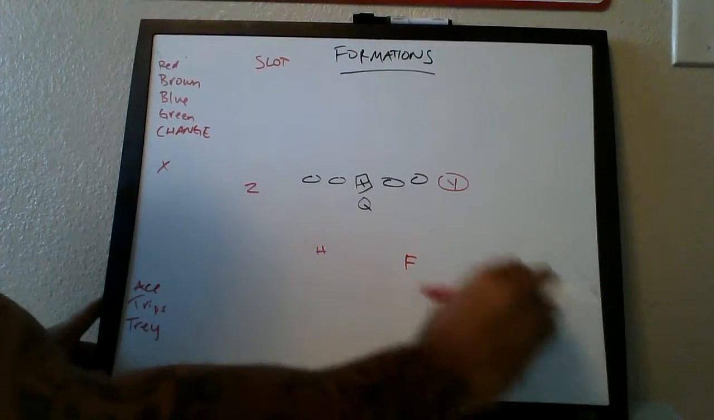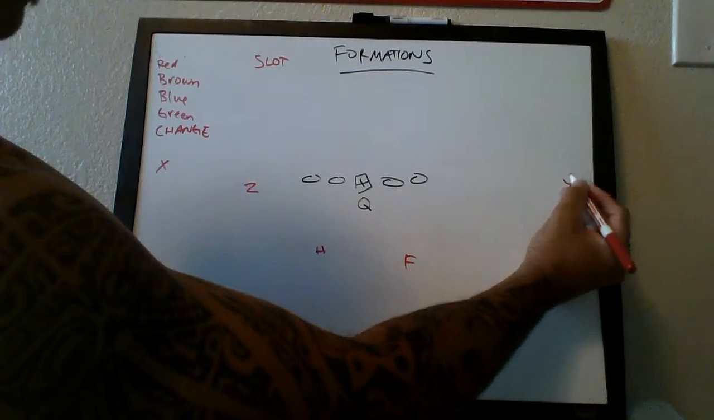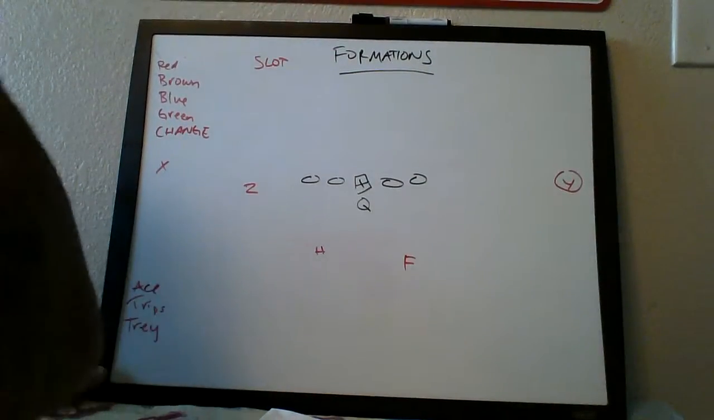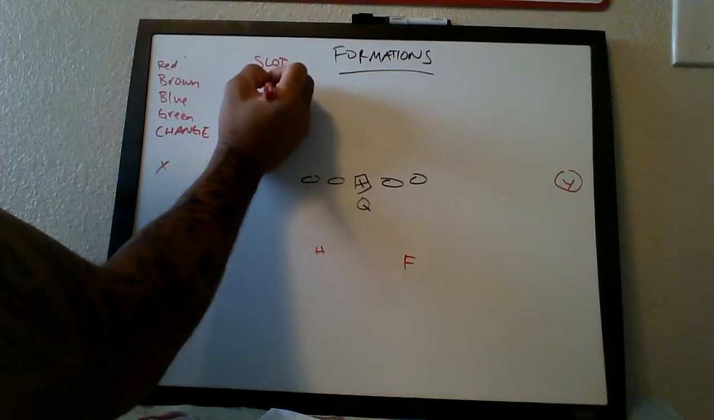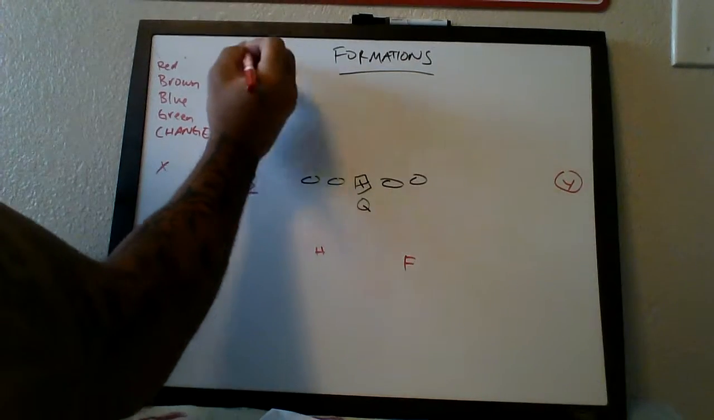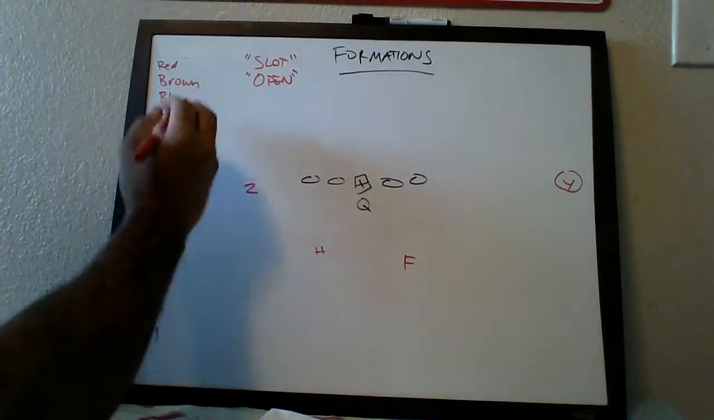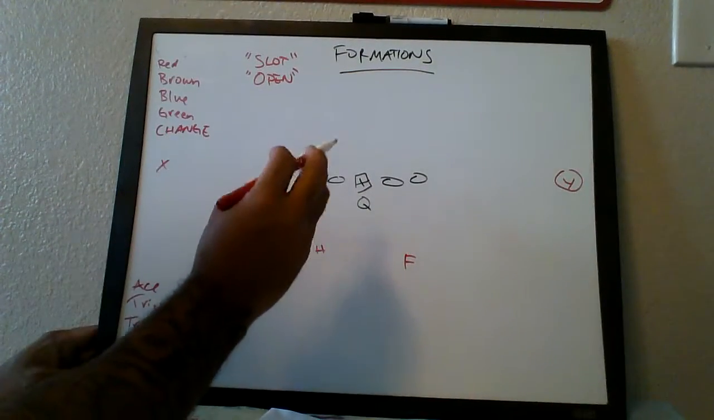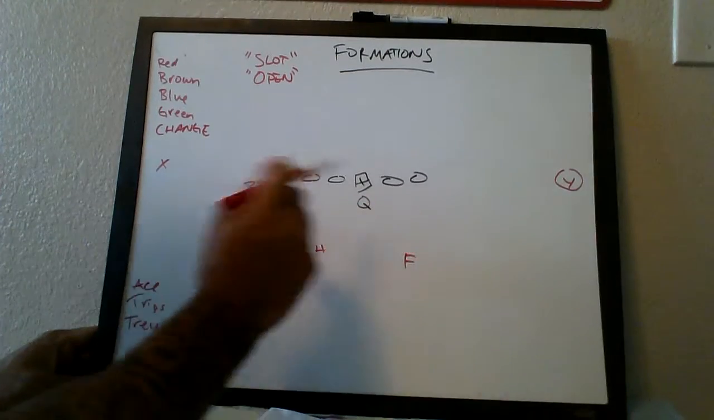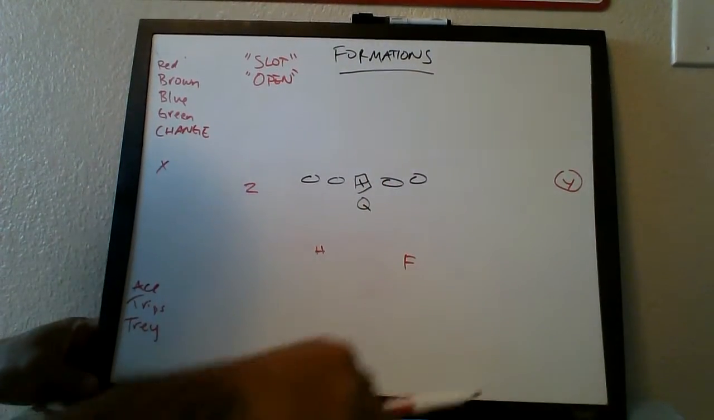Okay, now the open call is just for the Y. We'll go over Y receiver changes. Now the Y lines up out here as a flanker. Okay, this would be slot right open. These are all add-ons to our base formations. I could call a red right slot. I could call a red right open. I could call a red right slot open.